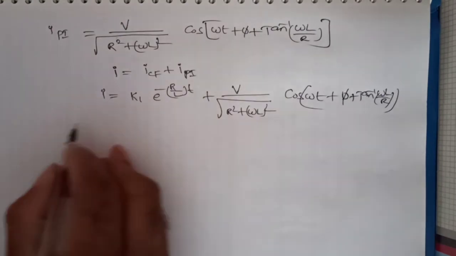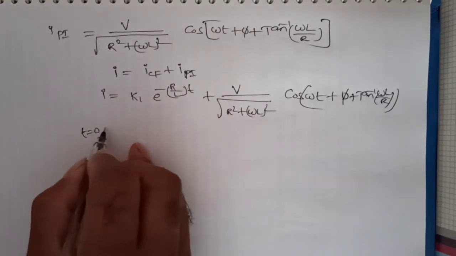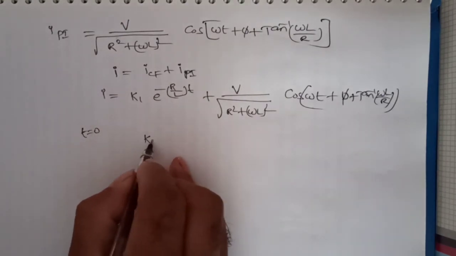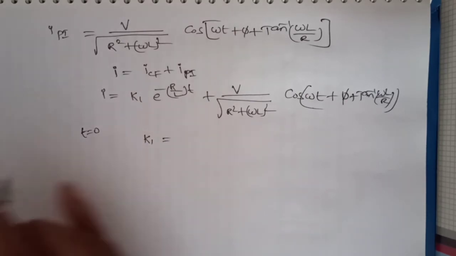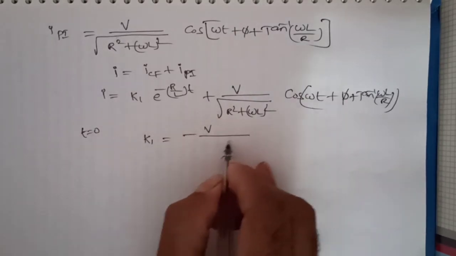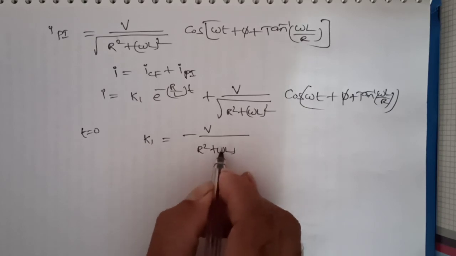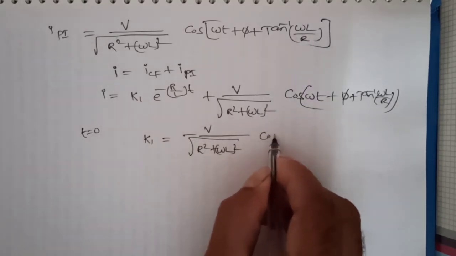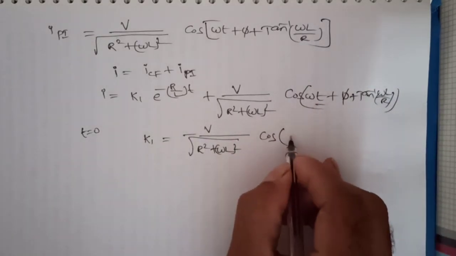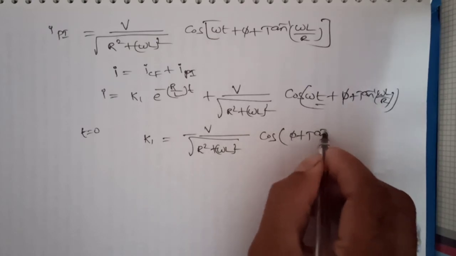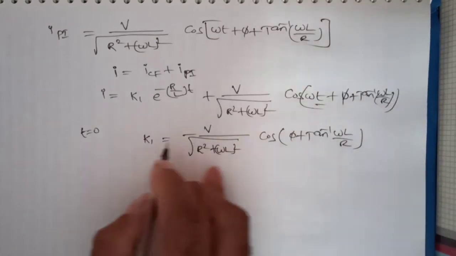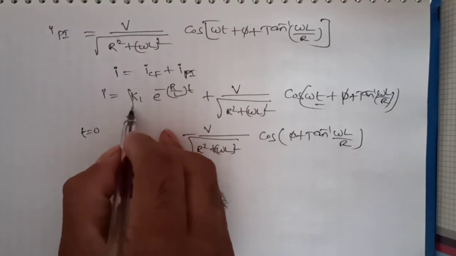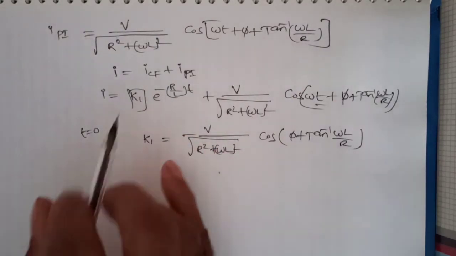Now if you apply the initial conditions, at t equal to 0 the current is 0, that's why we get the constant k1 is equal to minus v by square root of r square plus omega l whole square cos of, in the place of t we are substituting as 0, pi plus tan inverse omega l by r. So this is completely k value. So in the place of k we have to substitute this equation.